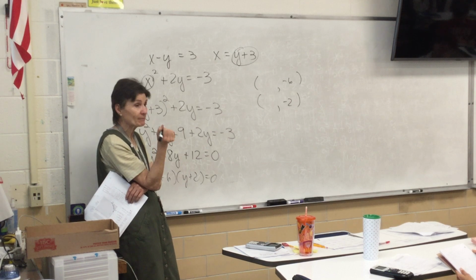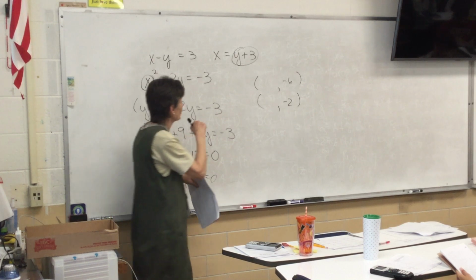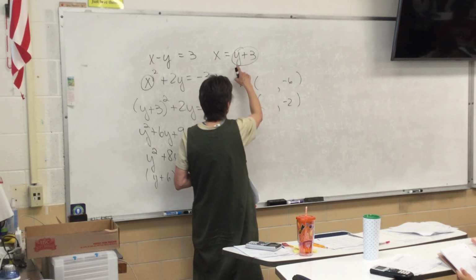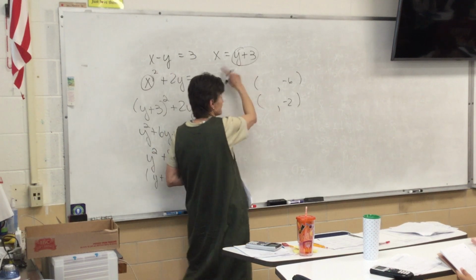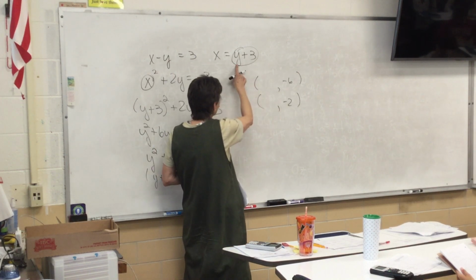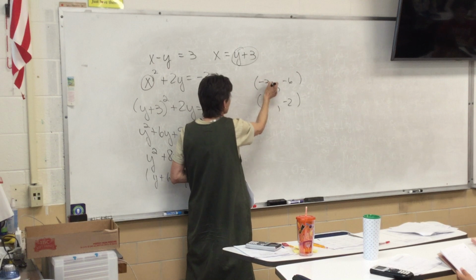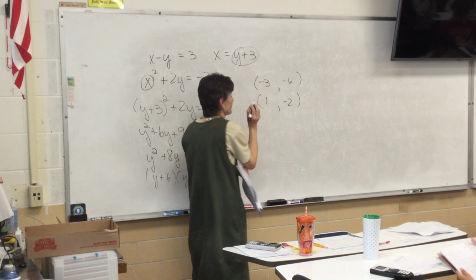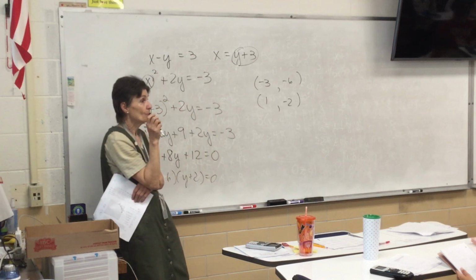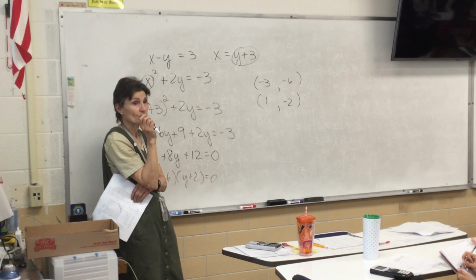Okay, now we need to find the x. We're not done. This is not enough. So we're going to go back and say, if y is -6, you can plug it in wherever you want. This is easier here for me. So if I plug in -6, then it looks like x is -3. But if I plug in -2, it looks like x is 1. Those are the points of intersection.